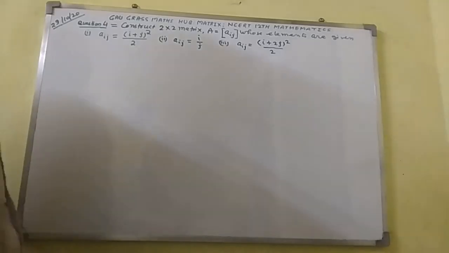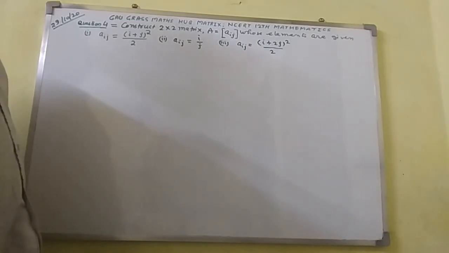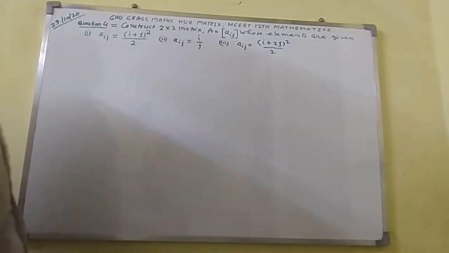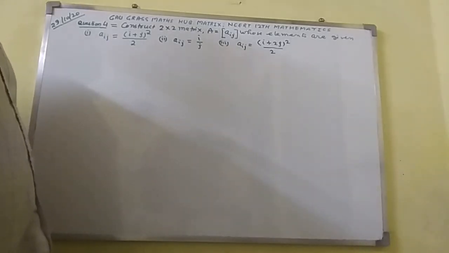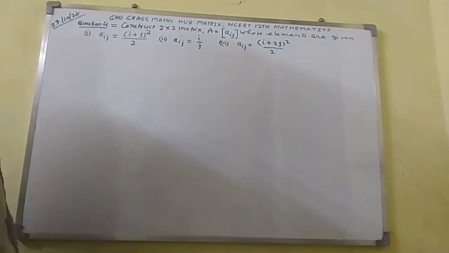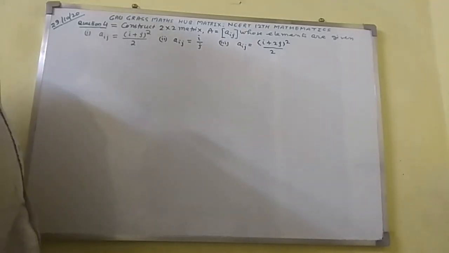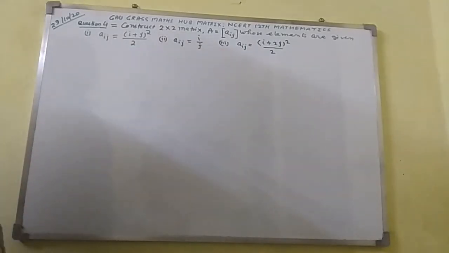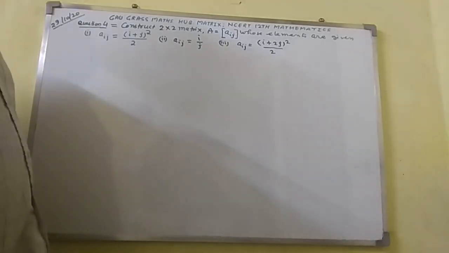Now I am going to take question number 4: construct a 2 cross 2 matrix A equal to [a_ij] whose elements are given. Roman 1: a_ij equal to (i plus j) whole square over 2. Roman 2: a_ij equal to i over j. Third: a_ij equal to (i plus 2j) whole square over 2.